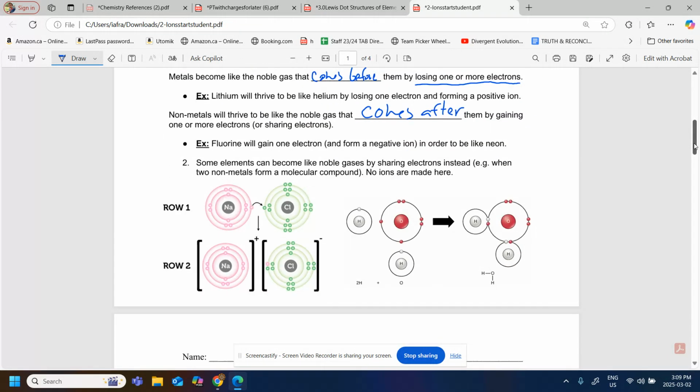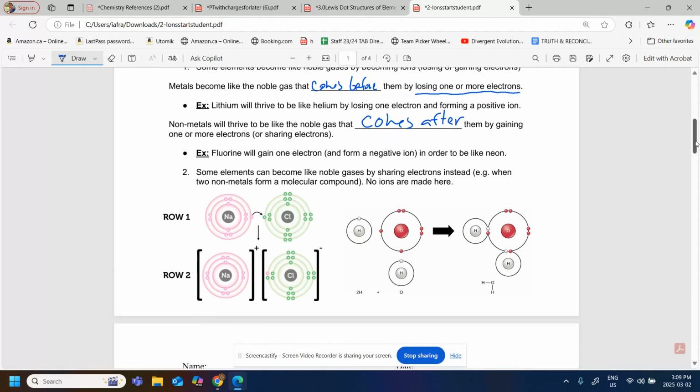Some other elements can just share. So instead of forming ions, they share. So if you look over here, oxygen and 2 hydrogens, they'll come together and they'll share their electrons so that together they have a complete set. So oxygen had 2, 4, 5, 6 of its own, and then it's shared with this hydrogen, so now technically 7, and then it shares with this one here, so that's now 8. So oxygen now has 8 valence electrons when it's sharing, and the hydrogens are happy too.